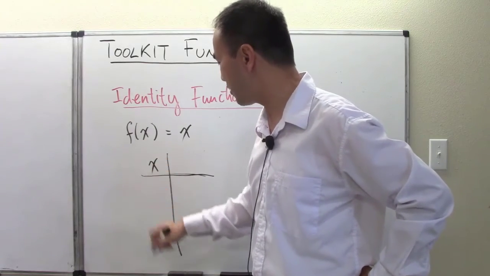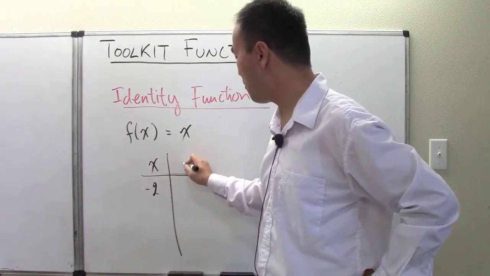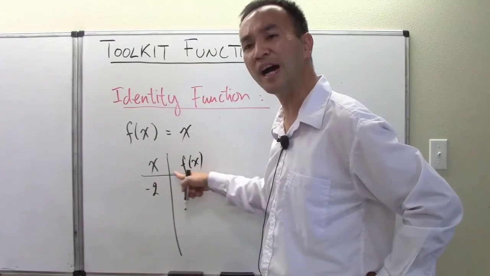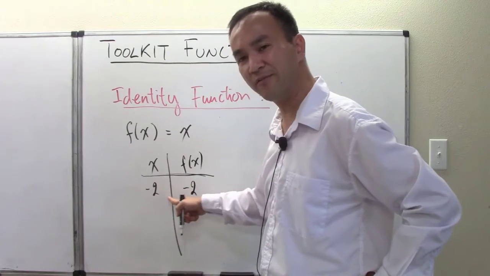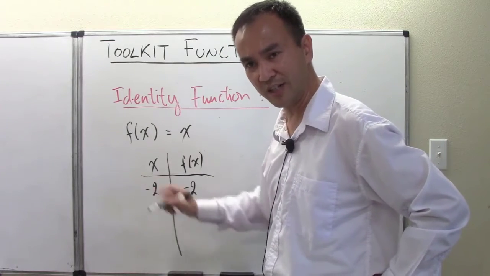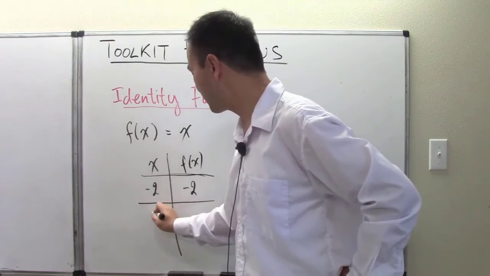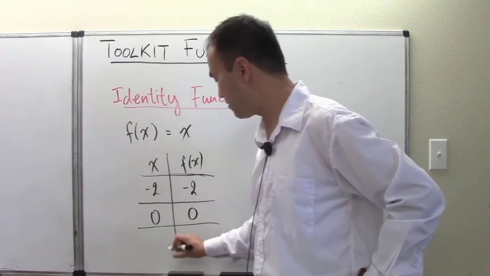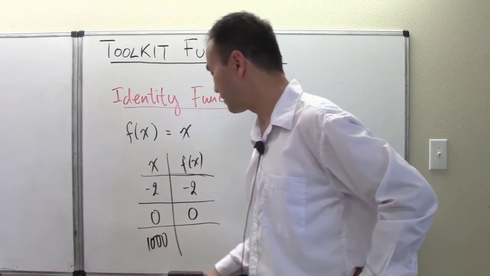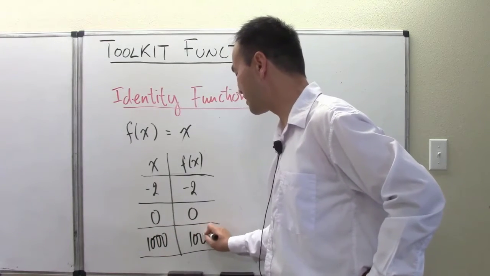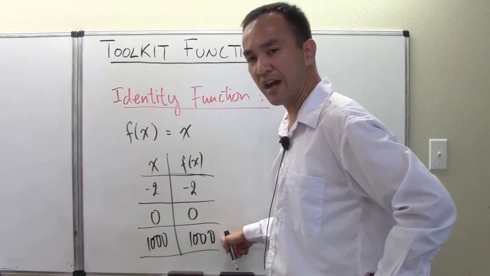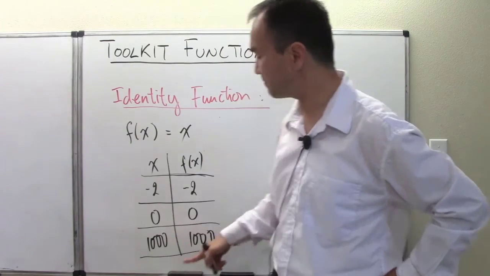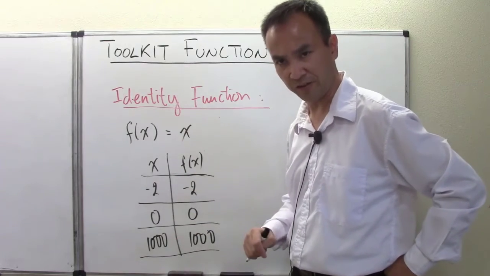Because for every input, if you pick -2, the output, the rule says, is -2. That's why it's called identity, because an input gives an output exactly equal to the input. If we go with input equals 0, the output is, needless to say, 0. If the input is 1000, the output is 1000. So the kind of function where every output is exactly equal to its input is called the identity function.